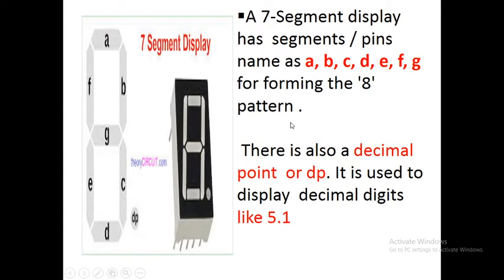Now this 7 segment display has 8 segments, that is A, B, C, D, E, F, G, and one more is H, which is nothing but the decimal point. For example, suppose you are using this 7 segment display in a calculator and you want to display the number 5.1. At that time you take help of this decimal segment.